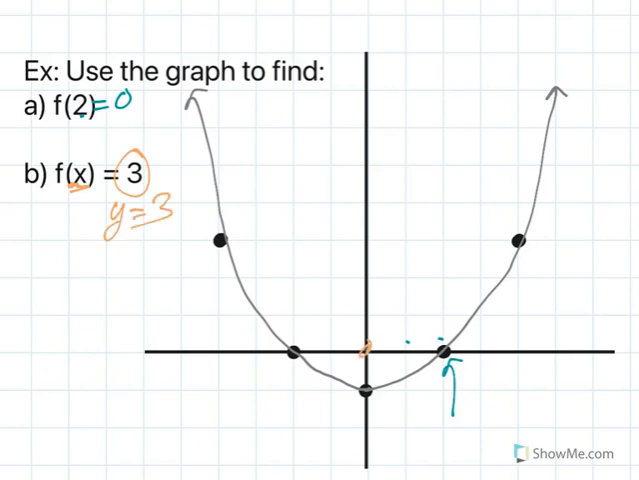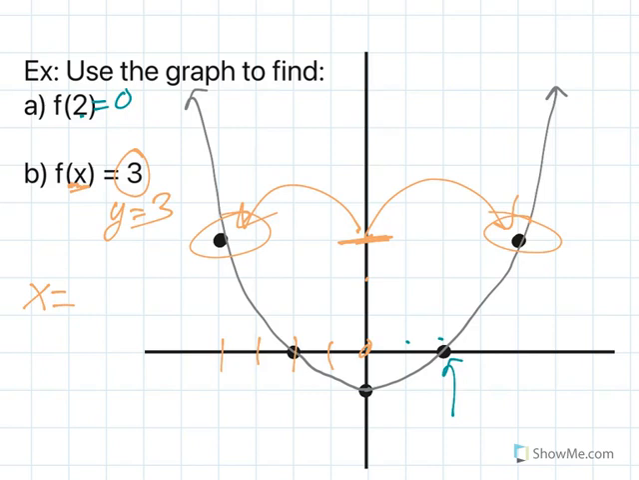So from my origin, 1, 2, 3. You'll notice I have 2 points here that are both 3. So I need both of them. So x could be 1, 2, 3, 4, negative 4, or 1, 2, 3, 4, x could be positive 4. For this case, because we have a quadratic, our graph here is a parabola, that means that our x value could have 2 different values, 4 or negative 4.